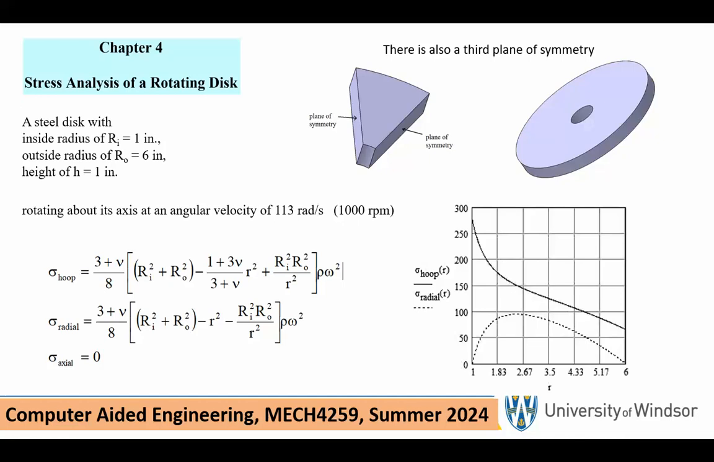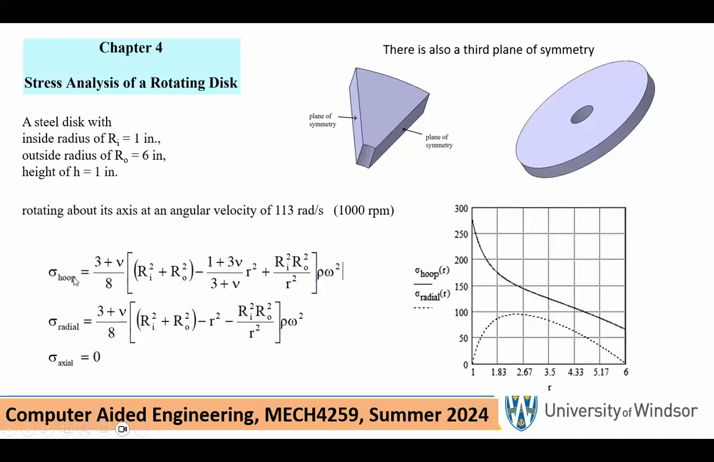Now, the hoop stress. There are three stresses that are critical here, very important to identify the problem. One is the hoop stress, which means around the disk, tangential stress. The other one is radial stress, and finally the axial stress. Now, the axial stress is zero if there is no obstruction or no restraint in the axial direction.